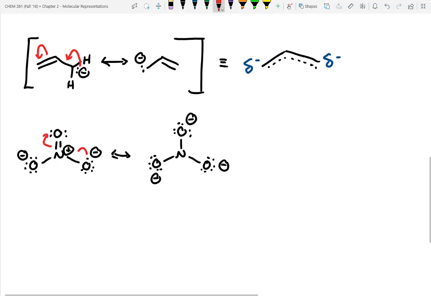So for example, I could say, all right, I'm going to move this one down, and if I do that, one of these lone pairs is going to form a pi bond, and this nitrogen will have a positive charge. So now we haven't violated the octet rule, we haven't broken any sigma bonds, and the overall net charge is still -1 for each of these, right?